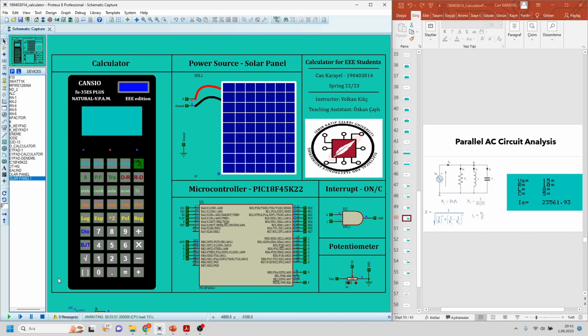For parallel AC circuit analysis, the circuit can be seen on the slide. Our calculator is capable of solving the equations according to the given values such as voltage source, resistor, inductor, and capacitor values given by the user, and gives the source current as an output on the GLCD screen. As we expected, we found the source current as 23.561 ampere.